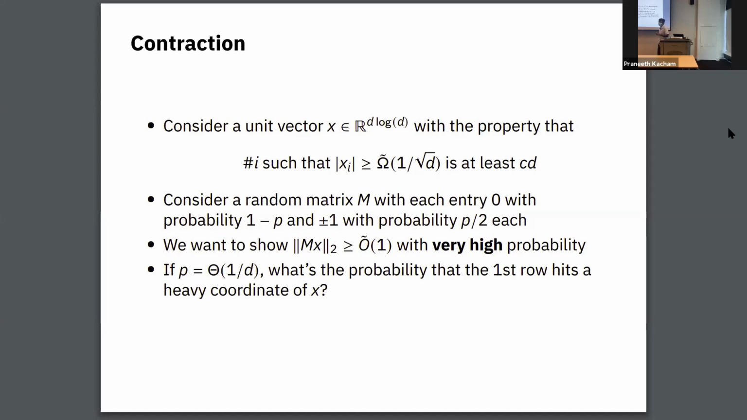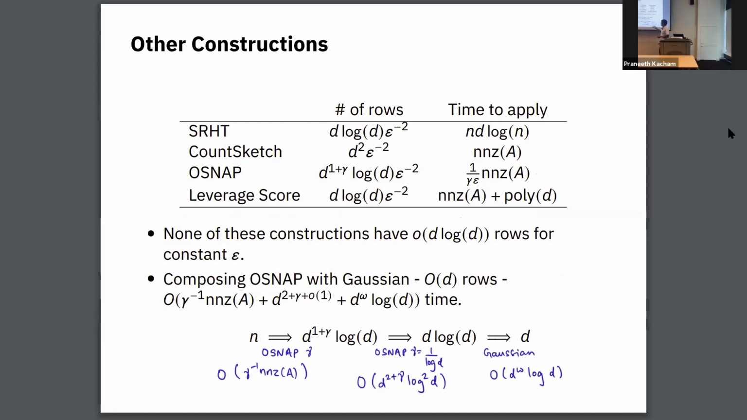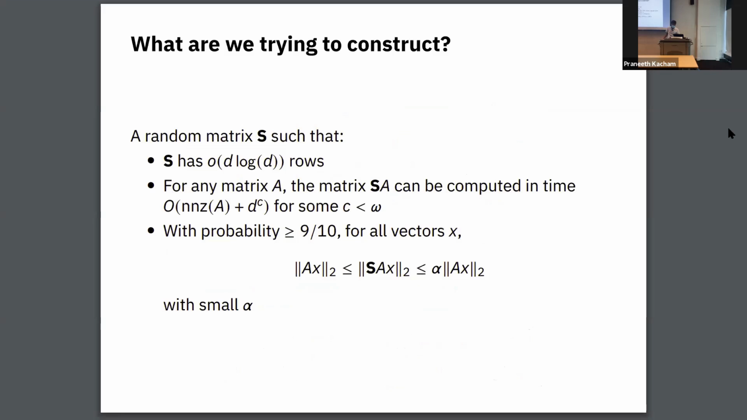A question in chat: why are we using dimension d log d? Are you hitting the original vector with some other subspace embedding? Yeah. So in this conversion, we can go from n by r to n by d log d by spending gamma inverse nnz time plus order d to the 2 plus gamma log square d, for a small constant gamma, which is better than nnz plus d to the omega already. So we are assuming that we want to just embed d log d subspaces in dimension d log d.